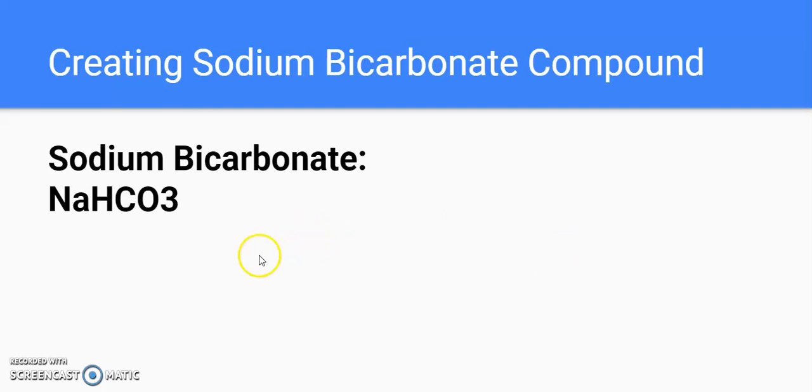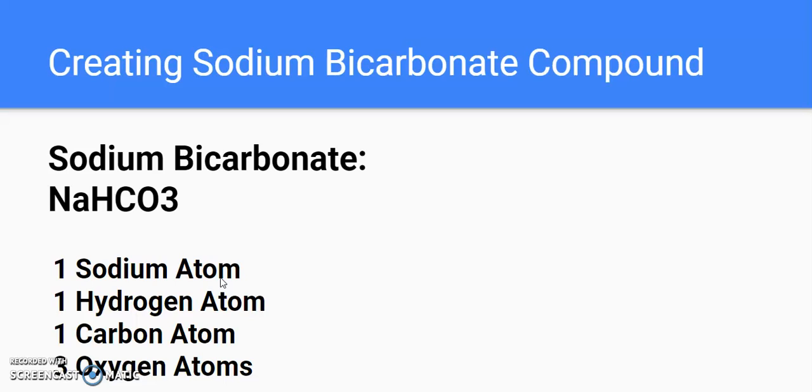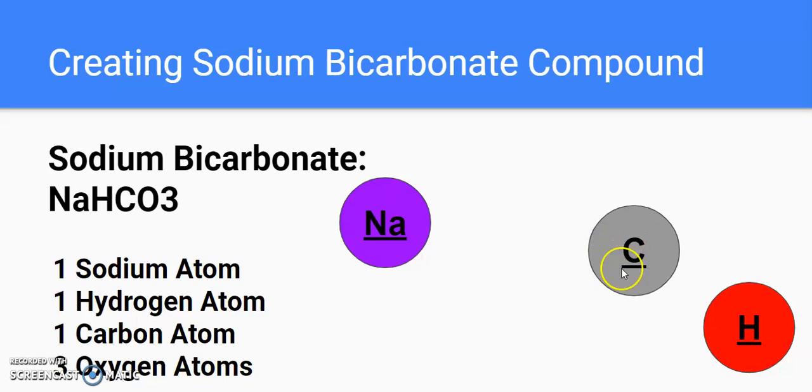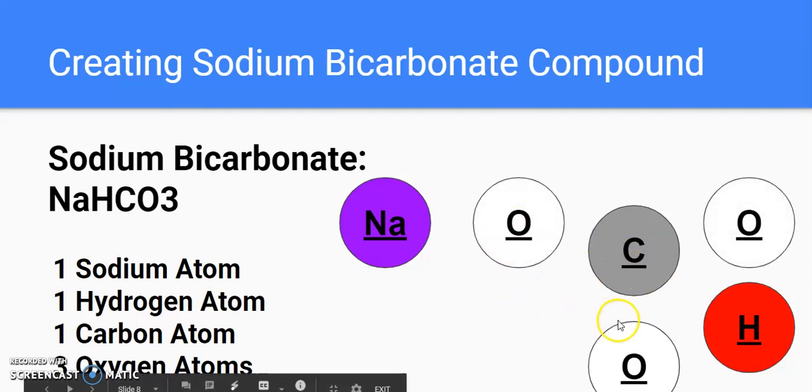Okay, so now that you've done that, you should have down that it has 1 sodium atom, 1 hydrogen atom, 1 carbon atom, and 3 oxygen atoms. So we're going to go ahead and draw those out. 1 sodium, 1 hydrogen, 1 carbon, and 3 oxygen atoms. And last but not least, we're going to go ahead and draw on our bonds. And then we have all our bonds connecting each atom.